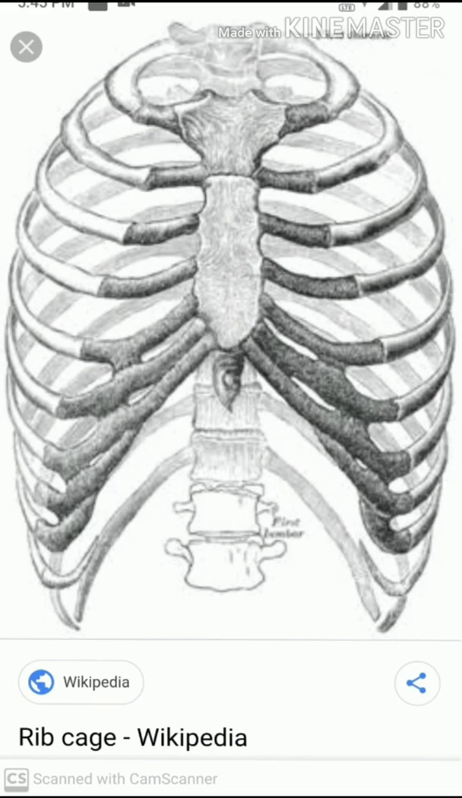You know that 12 pairs of ribs are found, and in the 12 pairs of ribs, two pairs are floating. They are not connected to the breastbone, and they protect the heart and lungs. This is the structure of rib cage.